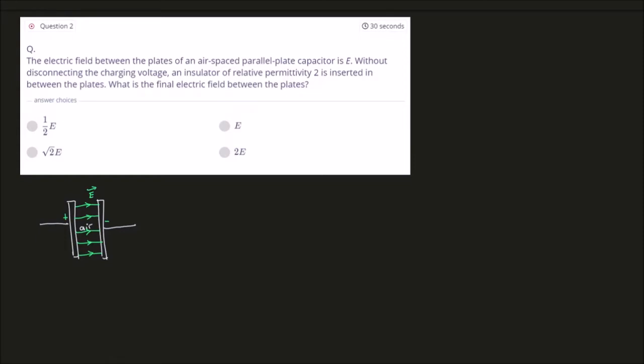Now, without disconnecting the charging voltage. It's very important to remember that the battery is probably still here.